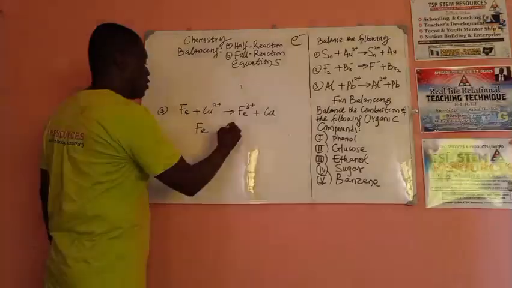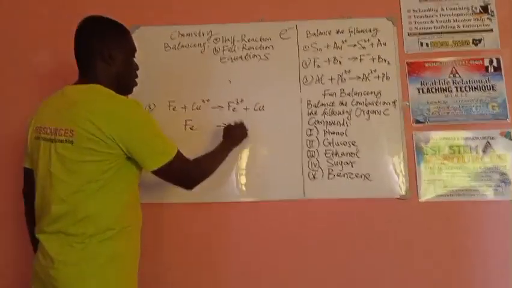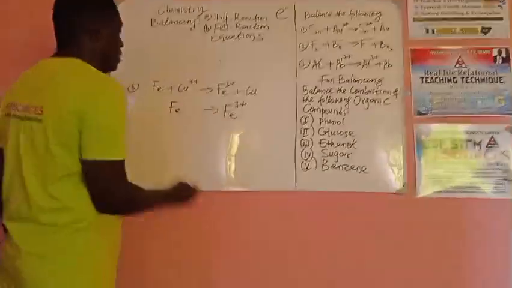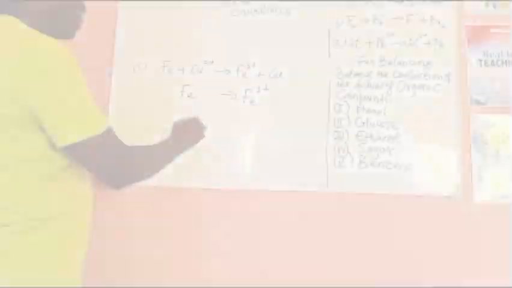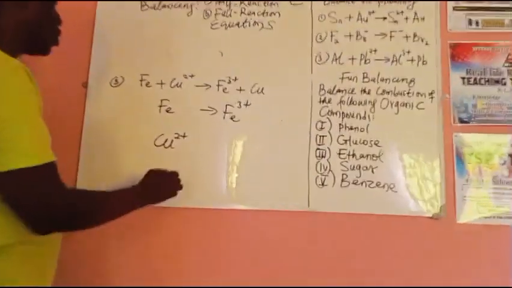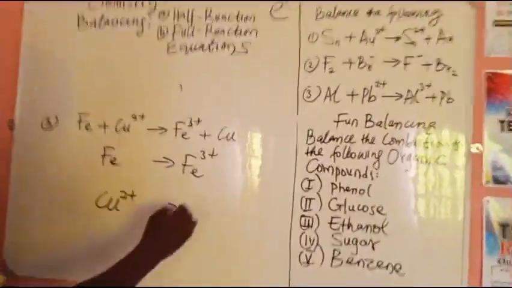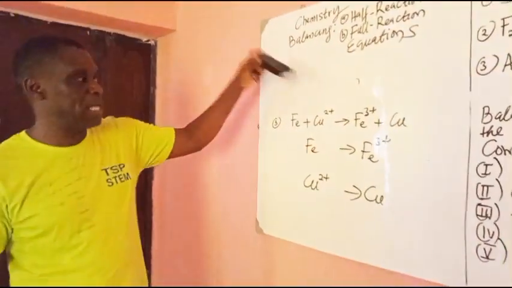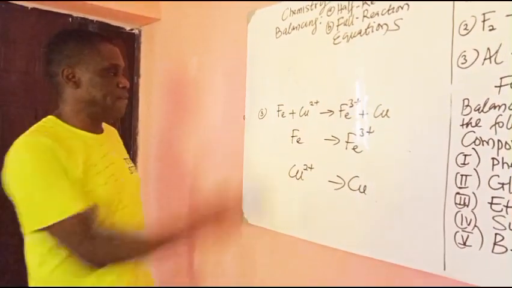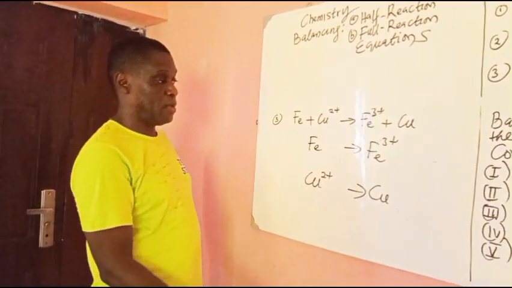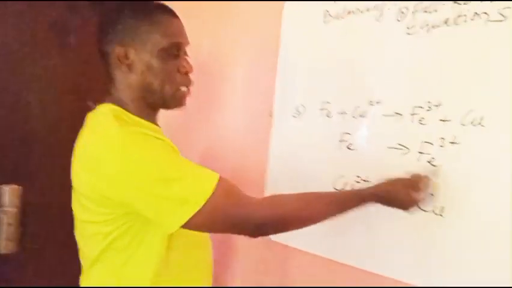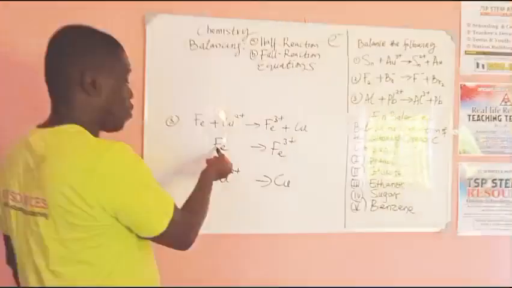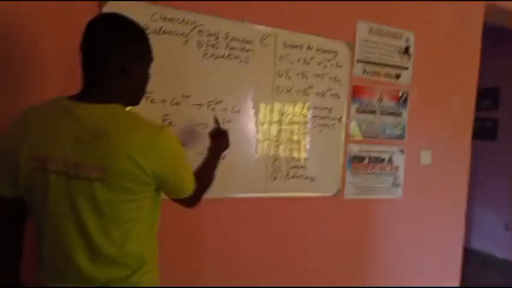Iron giving you Fe 3+. Then this copper ion, Cu2+, giving us copper element. Now, the same process that we have adopted in the first two examples, you adopt it here. In terms of atoms, one atom of iron is on both sides. One atom of iron, one atom of iron.